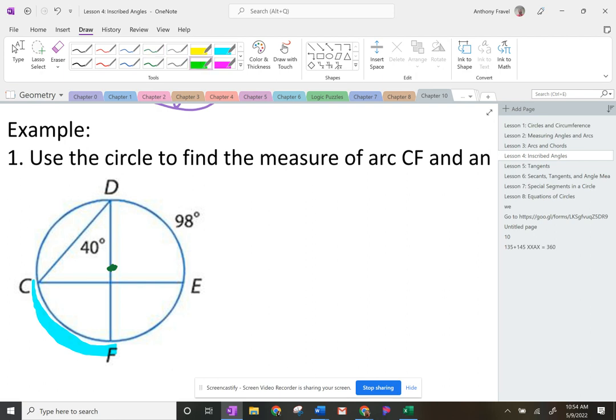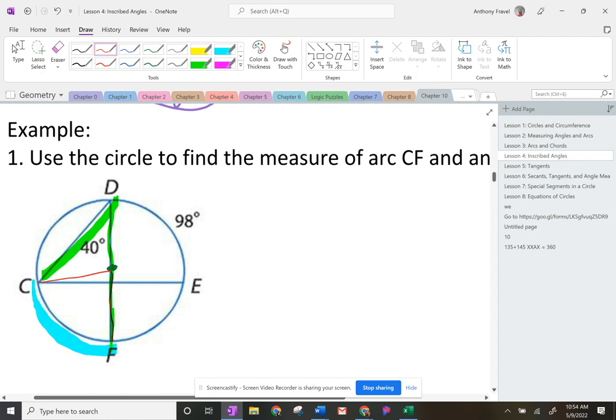So if I look at this arc CF, and I can see that this angle way up here, they do give me an angle for. I've got this arc right here. I've got this inscribed angle way up here that says that this angle is 40 degrees. If my goal is to find the measure of arc CF, I'm trying to figure out what the measure from there to there would be.